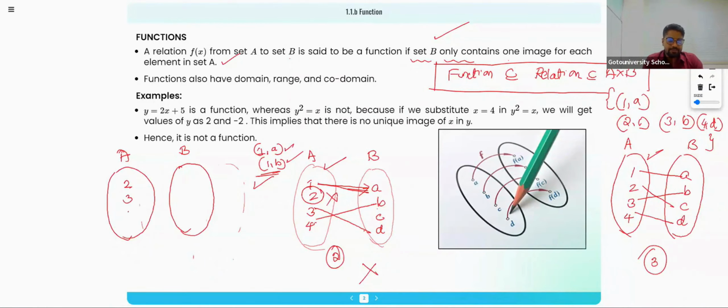Yes. See here. I'm going to have some elements here.